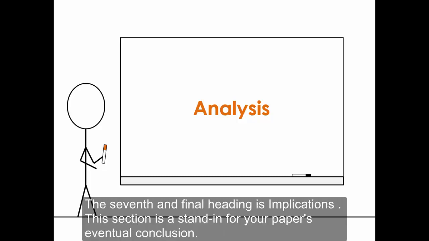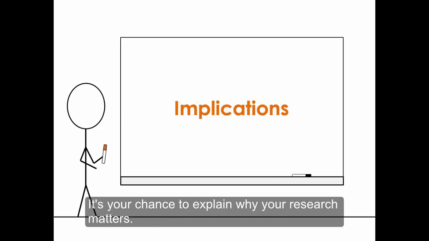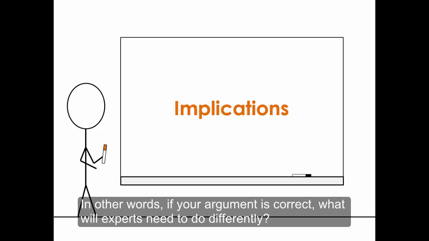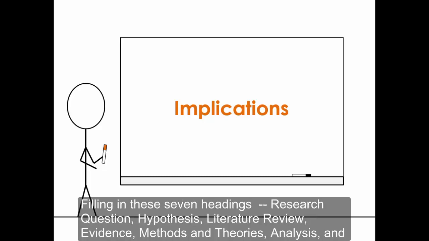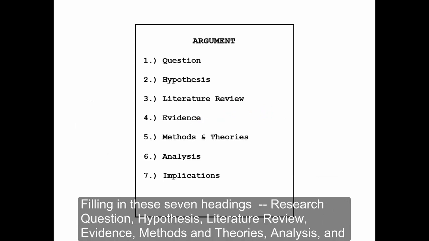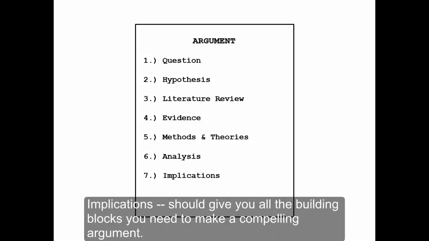The seventh and final heading is implications. This section is a stand-in for your paper's eventual conclusion. It's your chance to explain why your research matters. In other words, if your argument is correct, what will experts need to do differently? Perhaps more importantly, what will the world, or whatever takes the place of the world in your study, need to do differently? Filling in these seven headings, research question, hypothesis, lit review, evidence, methods and theories, analysis, and implications, should give you all the building blocks you need to make a compelling argument.